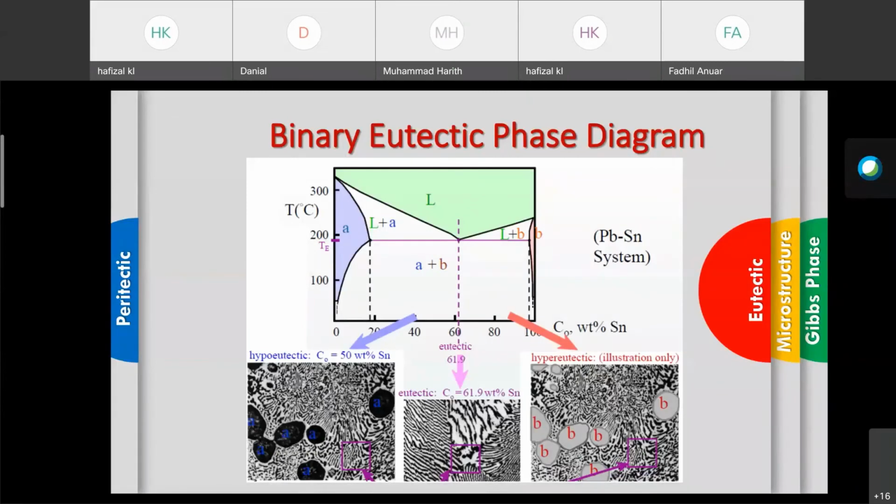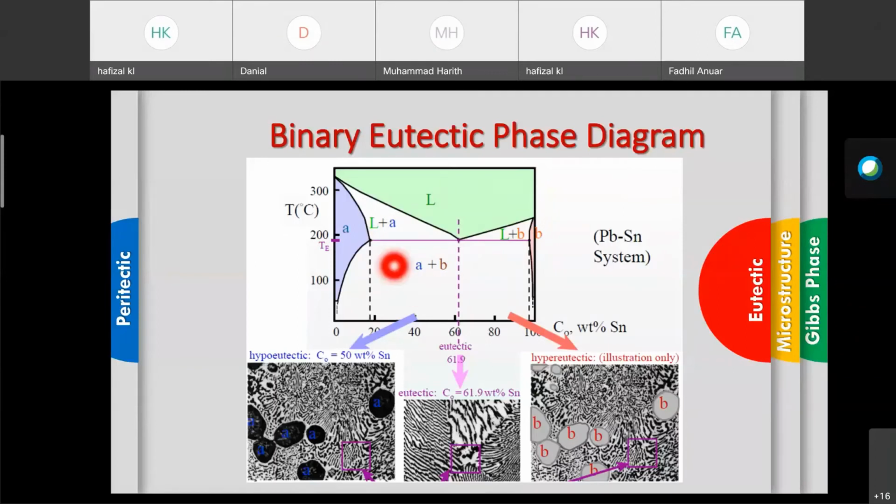So if we try to make a deeper analysis along this alpha beta region, we have this region whereby before this line, and this line, and also after this line, we can see a slight difference in terms of the composition of the alpha and beta. Okay, in this line we can divide into three parts.